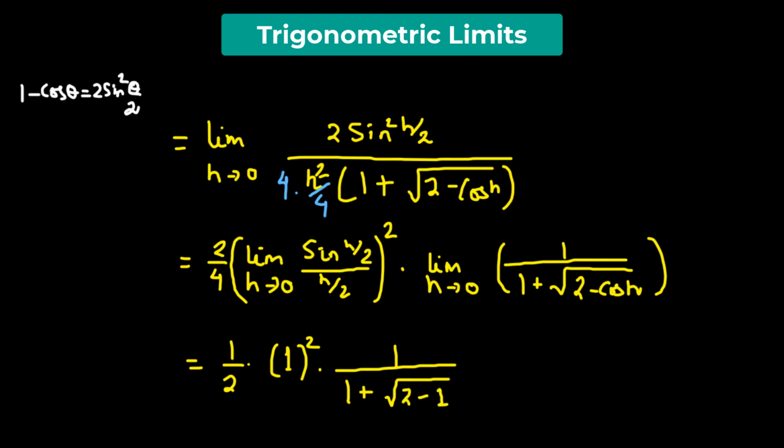So we have 1 squared times 1 over 1 plus square root of 2 minus cosine of h, and cosine of 0 is going to give us 1. So this will be equal to half times 1 over 1 plus square root of 1, which is 1, so we have half times a half, so our final limiting value is going to be 1 over 4.